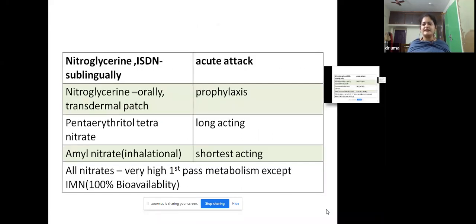Nitroglycerin and isosorbide dinitrate are used for the acute attack. For prophylaxis, it is nitroglycerin, which is given orally or as a transdermal patch. Pentaerythritol tetranitrate is a long-acting drug. Amyl nitrite is the shortest acting, which can be given by the inhalational route. All nitrates undergo high first pass metabolism except isosorbide mononitrate, which has 100% bioavailability.